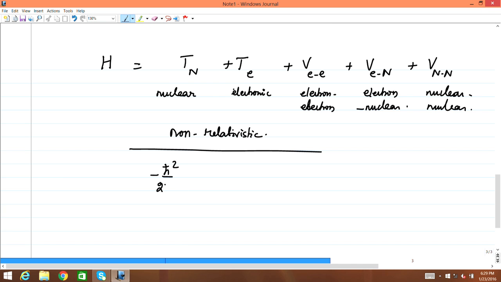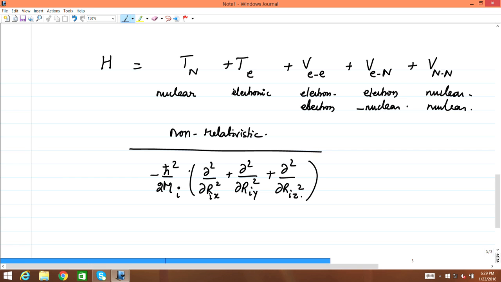Let me write dou square by dou R_I x square plus dou square by dou R_I y square plus dou square by dou R_I z square, where I is the atom index or the nuclear index, and x, y, z are the coordinates of that nucleus, and this is summed over all the atoms, I equal to 1 to N, all the nuclei. This is T_n.